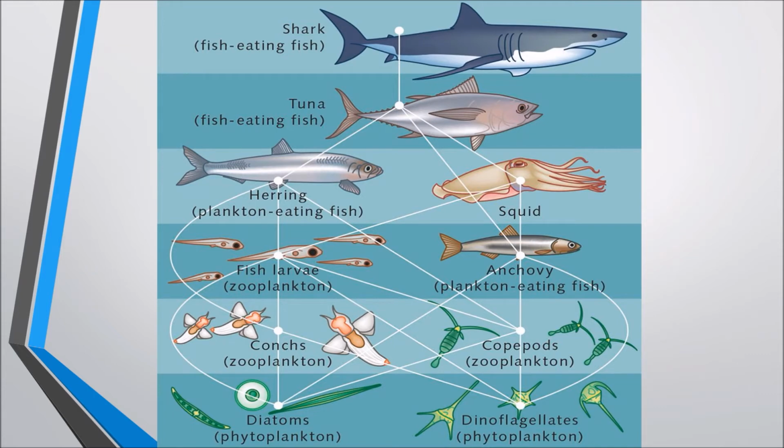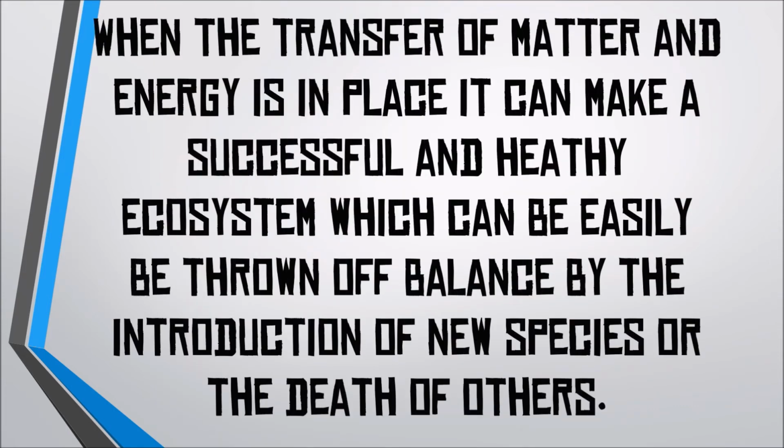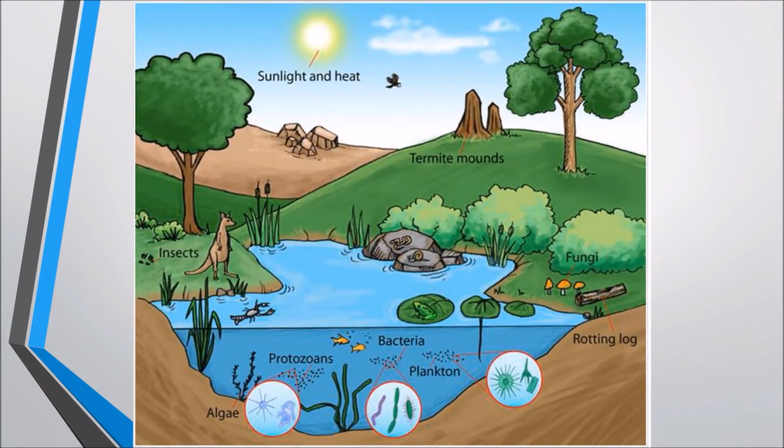The many food chains in the ocean start with plants who either get their energy from the sun, only if sunlight can reach them. For those who are too deep in the ocean for sunlight to reach, they receive heat and energy from the earth. When the transfer of matter and energy is in place, it can make a successful and healthy ecosystem, which can be easily thrown off balance by the introduction of new species or the death of others.